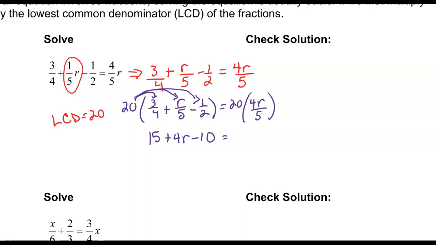We got 20 times 4r divided by 5. So you should have the fact that 20 divided by 5 gives you what value? 4. Well, what's 4 times 4? So that would be 16r.